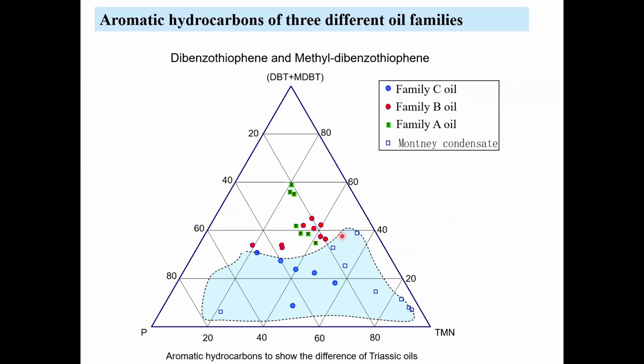Analysis of aromatic hydrocarbons further supports these distinctions. The concentrations of dibenzothiophene and methyldibenzothiophene in Family C oils, as well as in Montney condensates, are relatively low. Since both compounds are sulfur-bearing, this is consistent with the low sulfur content observed in Family C oils.